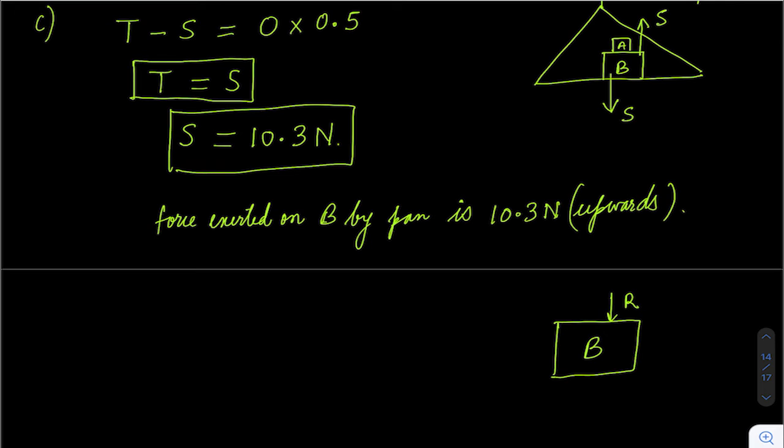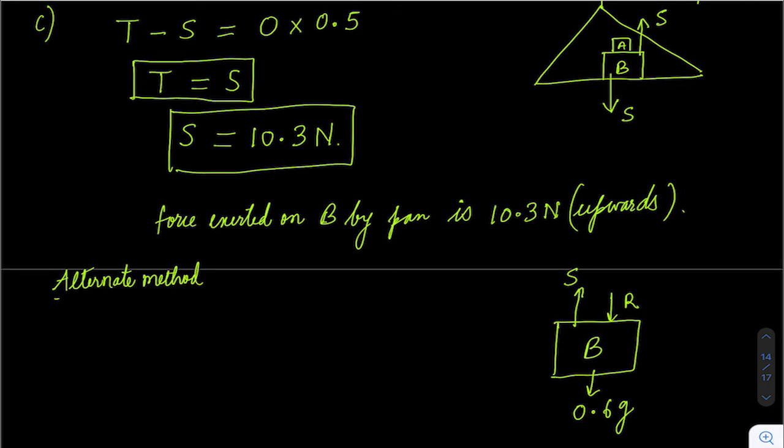There is a force, this mass is 0.6 g, right? And there is a force exerted on B by the pan, that is S, let's say in the vertical direction. So this is an alternate method to find the C part.